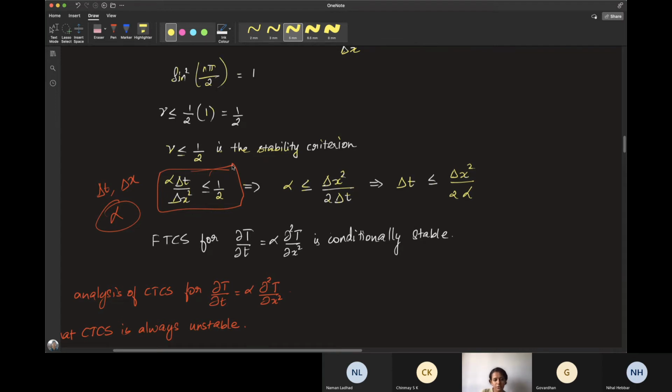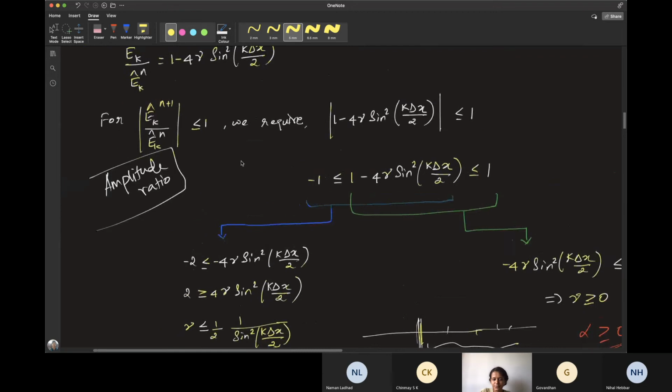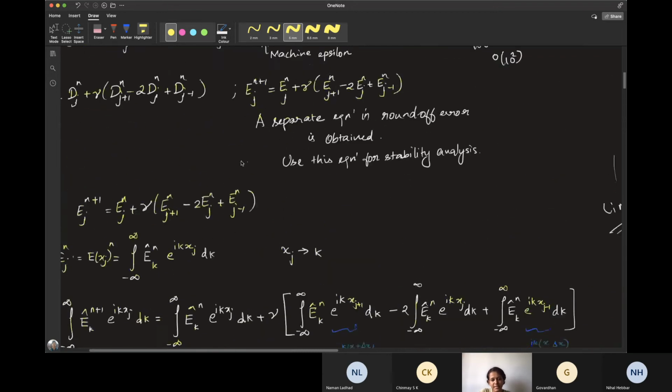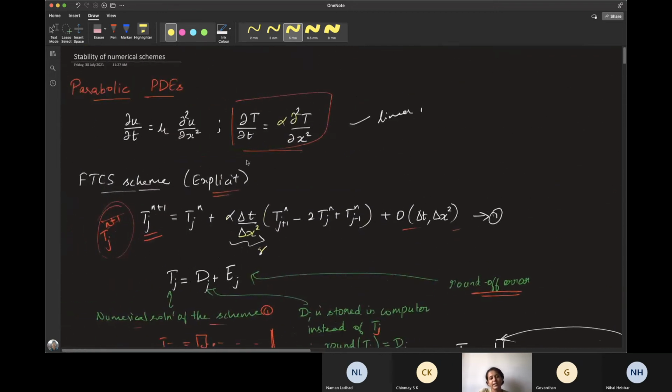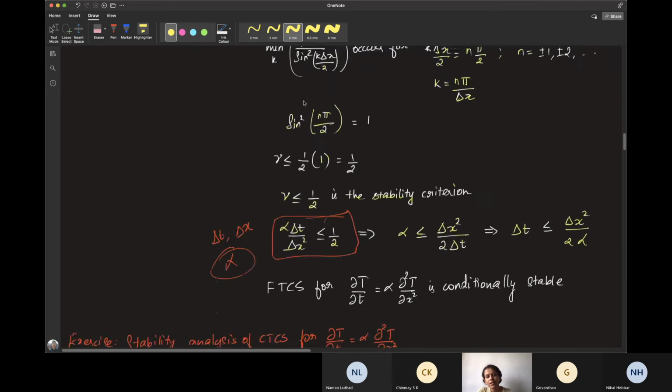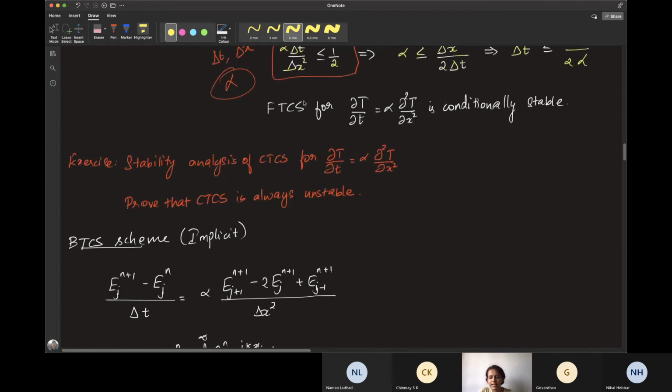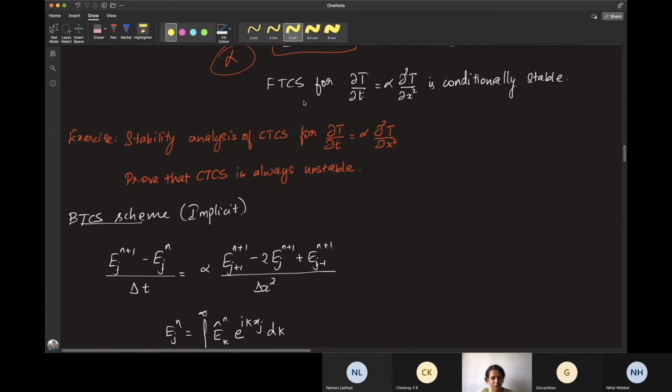Otherwise your scheme won't work. So this is what stability is. Even though you construct a consistent scheme of good accuracy, if your scheme is not stable, you are not going to get the solution. So this is FTCS. We have done stability analysis for FTCS of this heat conduction equation, dou T by dou t equals alpha dou square T by dou x squared. It's a parabolic PDE.